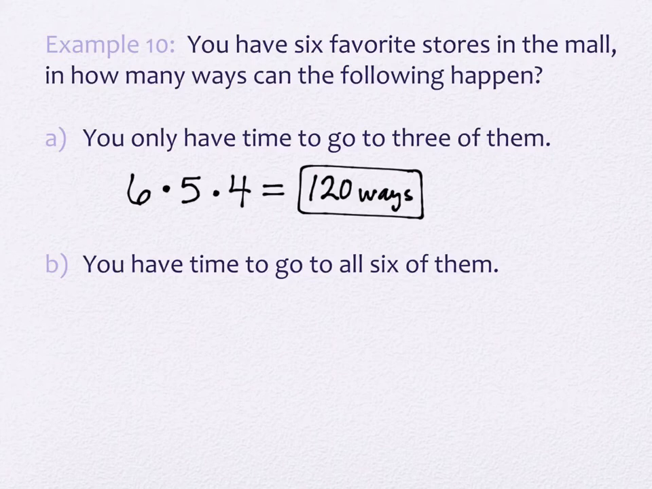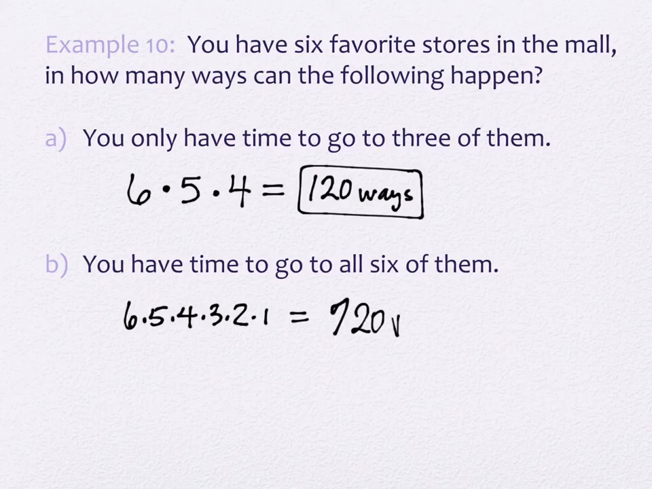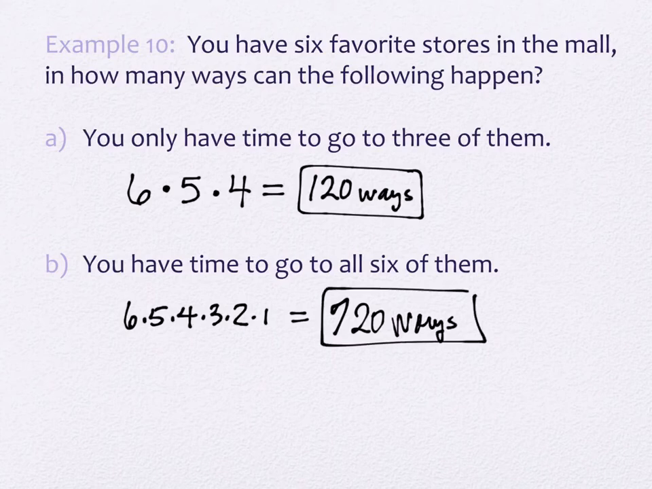Well, what if we get to go to all 6 of them? Well, I still have that 6, 5, 4, and then what would I have? Yeah, 3, 2, and 1. And if I multiply those numbers together, it is 720. Good job. There are 720 ways that I could visit all 6 stores.